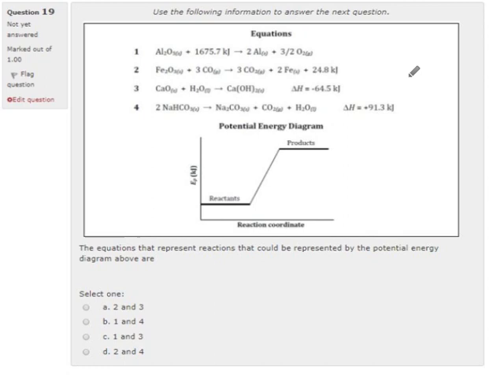Use the following to answer the next question. Okay, so we've seen this information before. They give us a bunch of reactions with delta H's. They give us an energy diagram that we may or may not need. The equations that represent reactions that could be represented by the potential energy diagram above. Okay, so this diagram shows us starting at low energy, absorbing energy, and then ending up somewhere higher, meaning this is an endothermic reaction. It starts low, soaks up energy, and goes high. So they're saying, which of these reactions up here are endothermic?